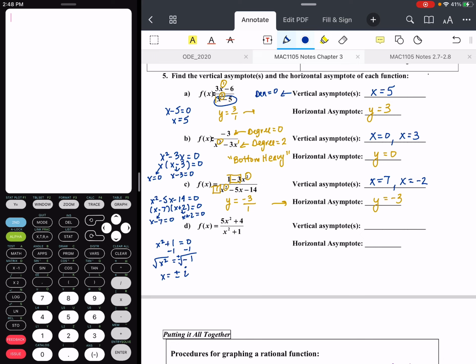Vertical asymptotes have to be set equal to real numbers. So we don't have a vertical asymptote in this case. Our denominator can't equal 0 from any real numbers anyway. So there's no real number that creates a 0 in the denominator. So we don't have any vertical asymptotes because we have this imaginary solution. And for the horizontal asymptote, degree 2 in the numerator, degree 2 in the denominator. So my leading coefficients, y equals 5 over 1, which is simplified to y equals 5.